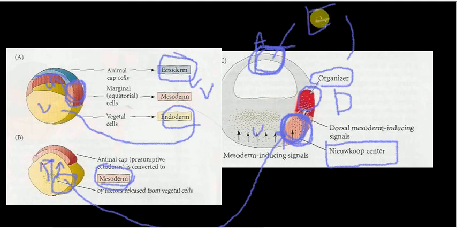So the next question that one should ask is, what are the molecules, what are the diffusible factors that endow the Nieuwkoop center with the ability to induce the formation of the organizer? Okay, so what are the diffusible factors? This diffusible factor is beta-catenin. The diffusible factor is beta-catenin.